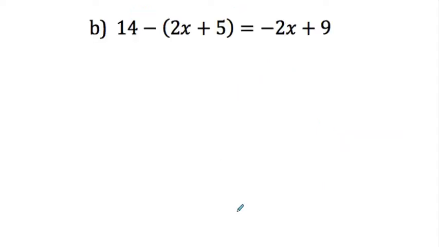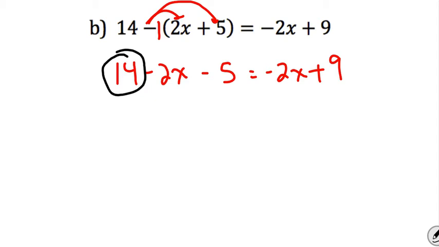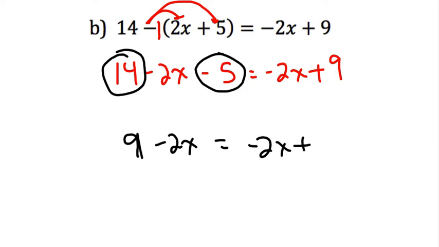Over here, first of all, we're going to start with our distributive property. This is like a 1, so let's distribute negative 1 through. Negative 1 times 2x is negative 2x. Negative 1 times 5 is negative 5. Equals negative 2x plus 9. Next up, before we move anything, we want to combine our like terms. 14 minus 5 gives me 9. Bring down the minus 2x. Right-hand side, negative 2x plus 9.